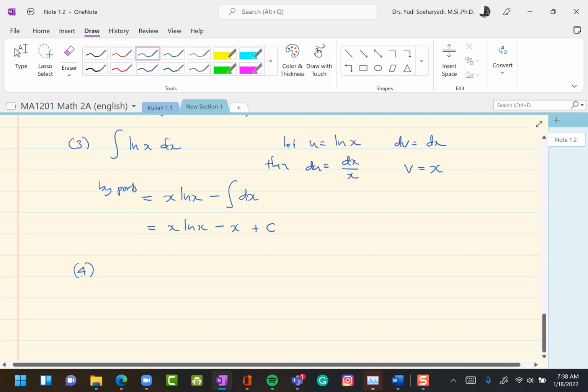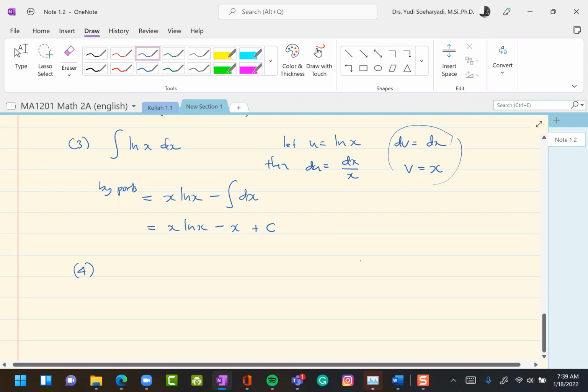Questions so far? Can you repeat how you determine the v? v here, you just integrate, in this example. This one? Yeah, from this one. For u, you differentiate, take the derivative. For the other one, take integration.